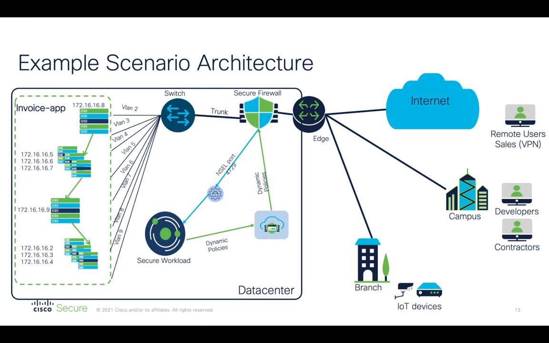We also have different users accessing the application. We will go into more detail in the Zero Trust segmentation demo, but just to highlight, we have sales users connected remotely using VPN. We have developers and contractors accessing from campus, and we have IoT devices on our branches as well. Now, let's get started with the demo environment.